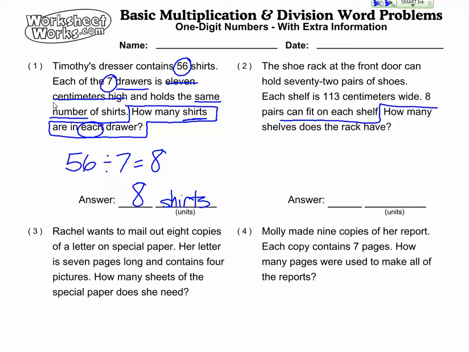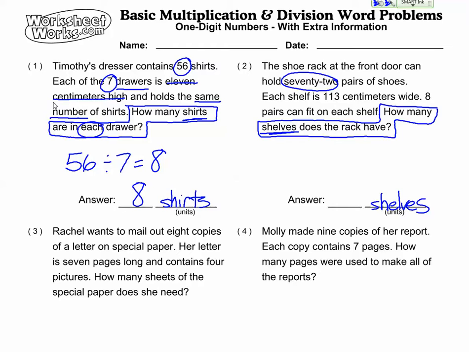Let's start with our question. How many what? Shelves. Let's write that down for our units. Does the rack have? So let's go back. So we're talking about shoes and racks. Okay, or how many shelves does a rack have? The shoe rack at the front door can hold 72 pairs of shoes. I think that's important. Each shelf is 113 centimeters wide.